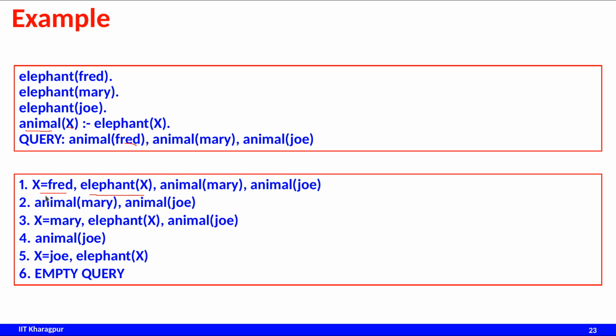And so X is Fred, elephant X, so it is effectively elephant Fred, which is true. So from this step I can remove this part, so I know this is true. Now what I need to check is animal Mary and animal Joe.